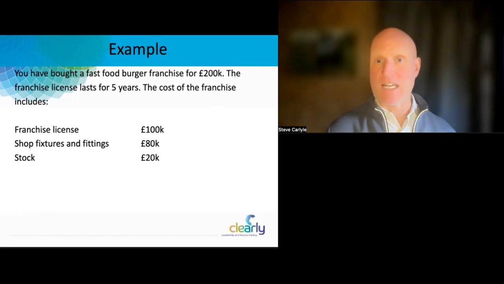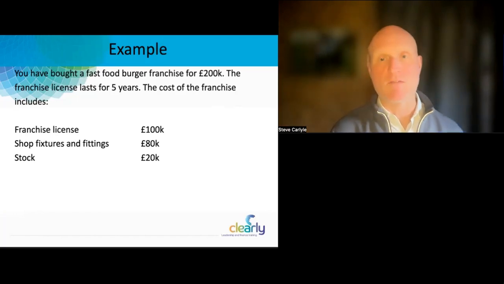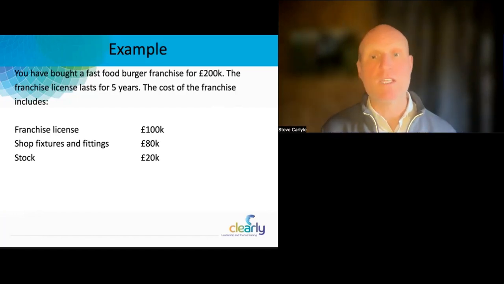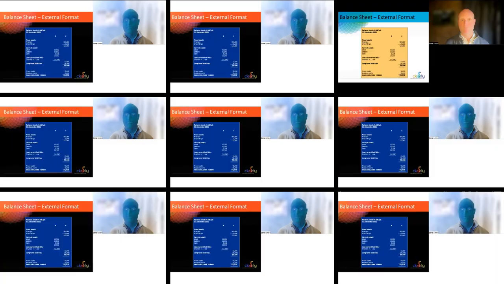We've learned about fixed assets. We've learned about tangibles, ones you can touch, and intangibles, ones you can't touch. The ones you can touch, they get depreciated over their useful lives. The ones you can't touch, the intangibles, they get amortized over their useful lives. Lots of bits of terminology, but a very, very similar process between the tangibles and the intangibles.